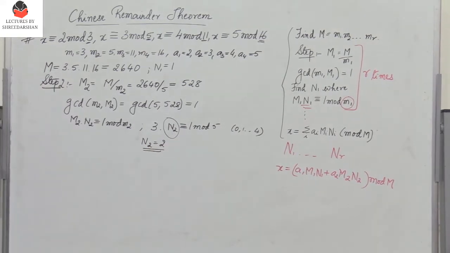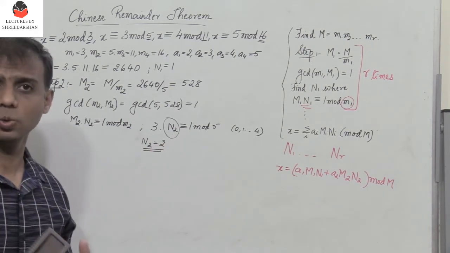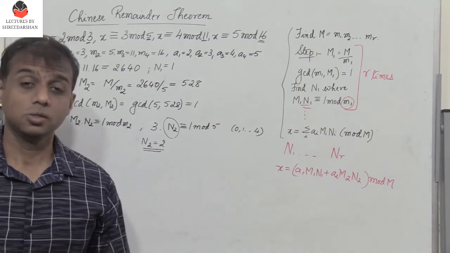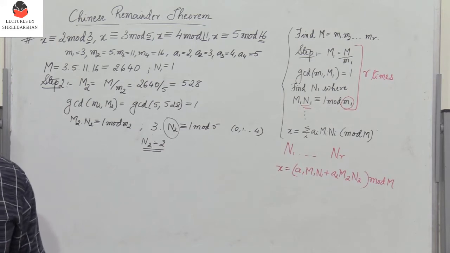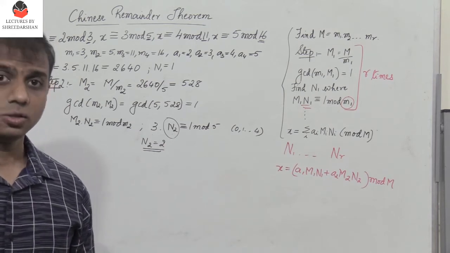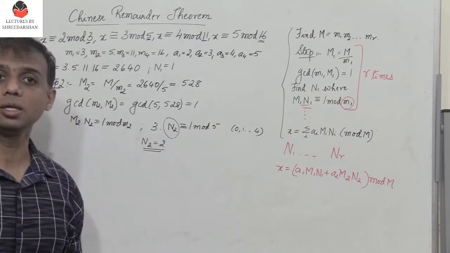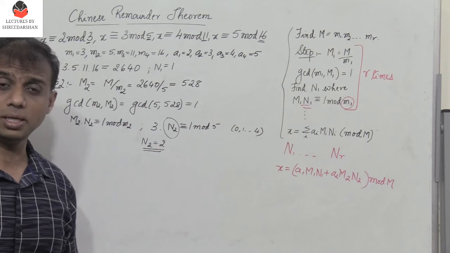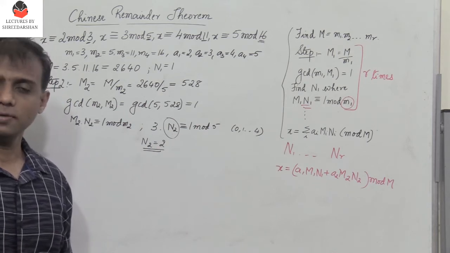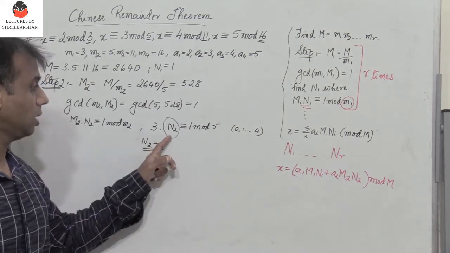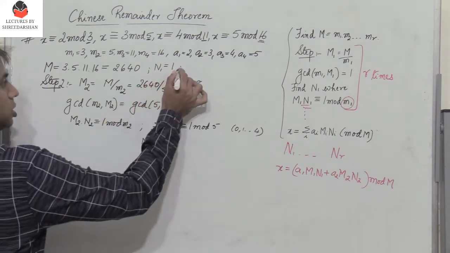Since the numbers are very small, we can find the value of N2, which is the multiplicative inverse, by using inspection. Otherwise, if the numbers are large, you have to use the extended Euclidean algorithm and find the inverse. Keep that in mind. To find the inverse of a given number in any mod value using the extended Euclidean algorithm, a video has already been made. So go through the playlist on cryptography and you will find the video wherein I've explained how to find the inverse of a given number in any mod value. So now we have N2, which is 2.